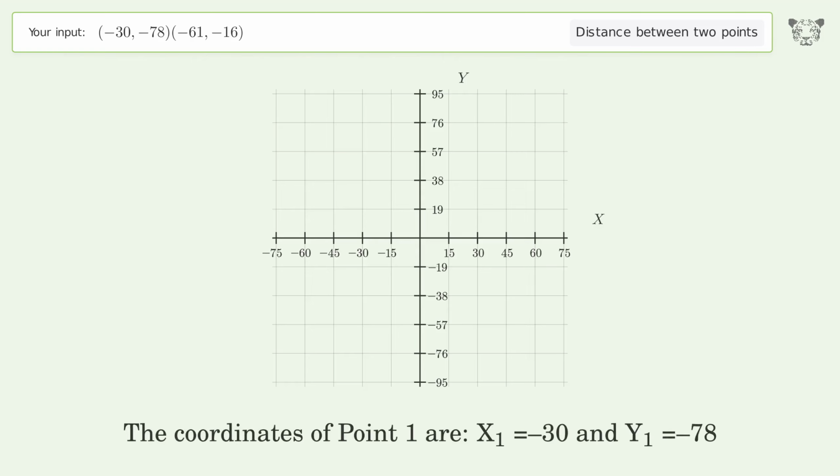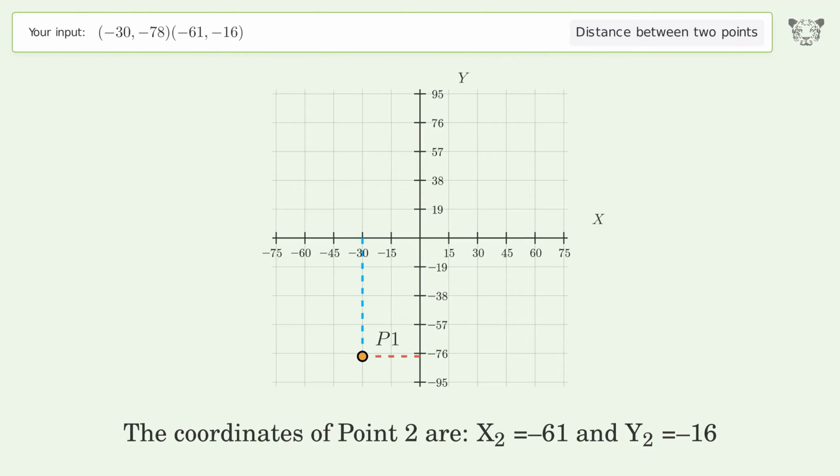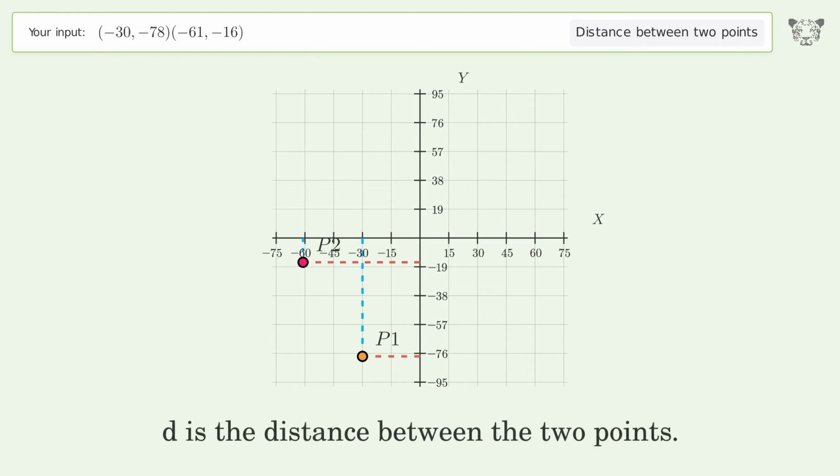The coordinates of point 1 are x1 equals -30 and y1 equals -78. The coordinates of point 2 are x2 equals -61 and y2 equals -16. D is the distance between the 2 points.